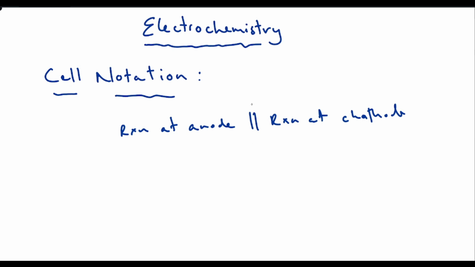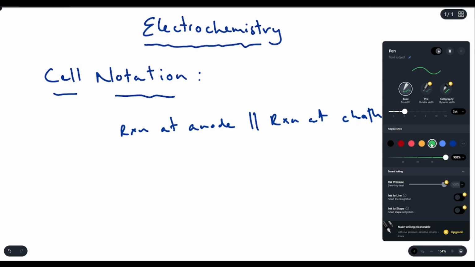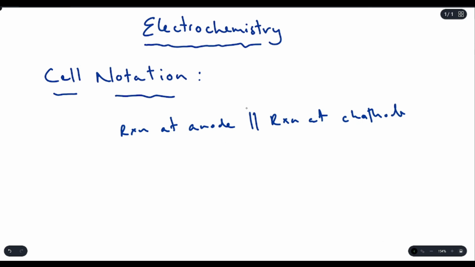We must also note that the double line in cell notation represents the salt bridge. In a separate video, we will have the explanation as to what a salt bridge is and its purposes. But for now, let's just stick to figuring out how to write down cell notation.